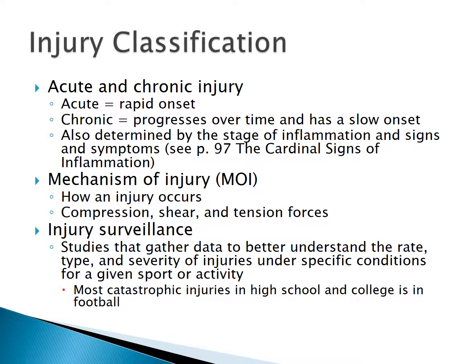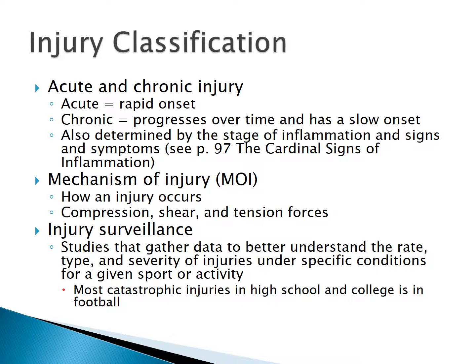Injury surveillance is an essential tool in determining the scope of athletic injuries under a variety of conditions. Injury surveillance studies gather data to better understand the rate, type, and severity of injuries under specific conditions for a given sport or activity. Such studies can yield valuable information that can assist with rule modifications such as safety precautions, examination of equipment and participation conditions, and appropriate staff decisions.